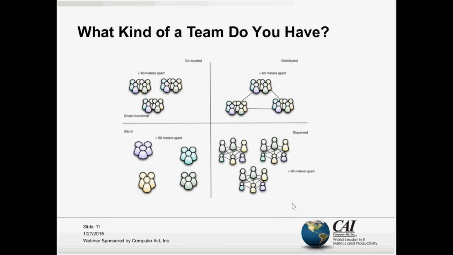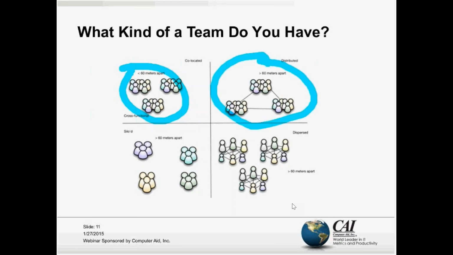So if you have a co-located team, that means that you're inside of 60 meters apart, right? You are all probably on the same floor. You're all together. You have a cross-functional co-located team. Now, what if you have a distributed team, but it's feature-based? This is the top right corner. So you have feature teams, and they're separated from each other. Maybe you have 3 feature teams in your small program, but every location has its own feature team.